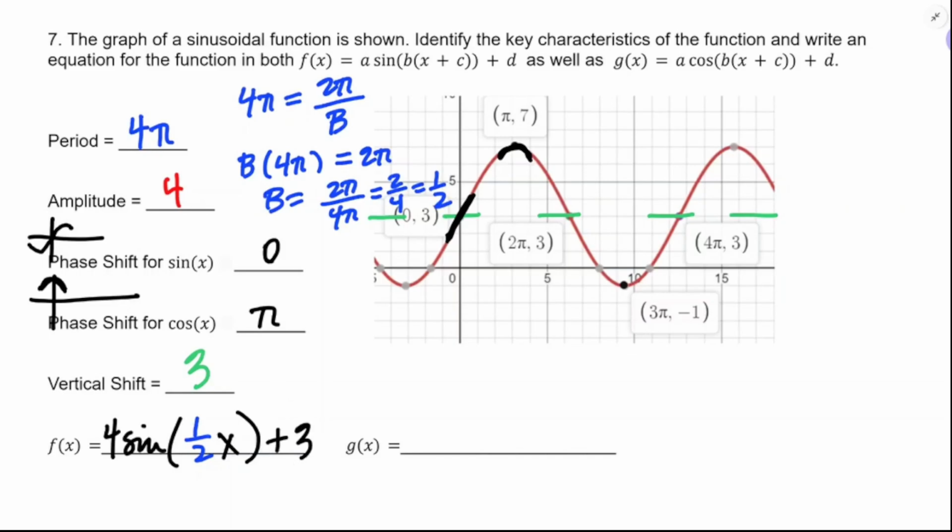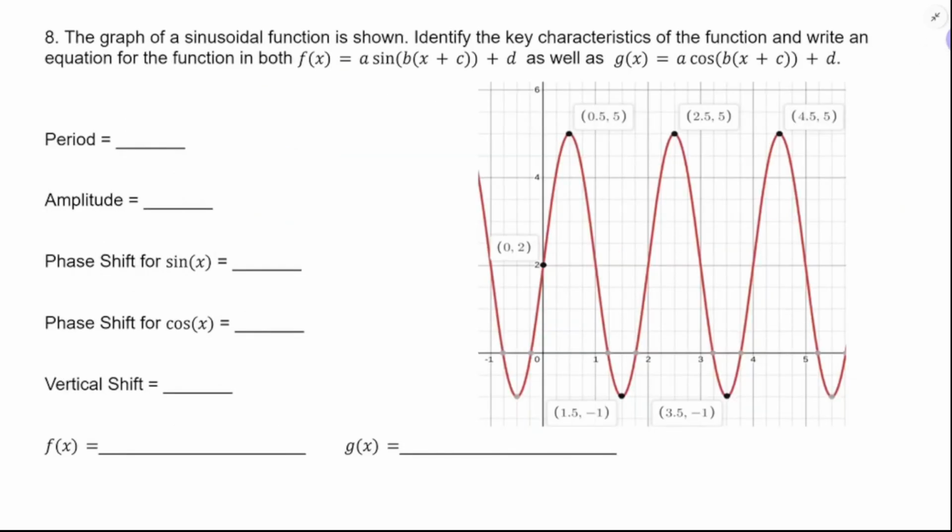All right, and then for g, I'm going to have 4 cosine, and I'm just going to use what I've got. 4 cosine of the same multiplier, 1/2, but there was a phase shift for cosine, that was pi, so we'll do x minus pi there, and then again, plus 3.